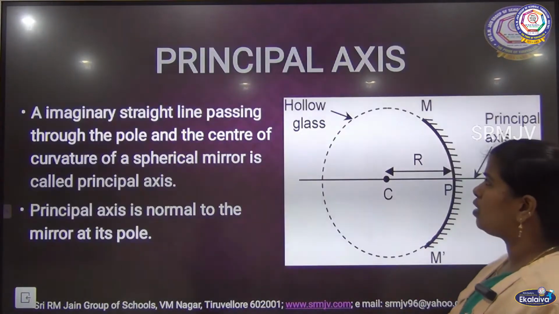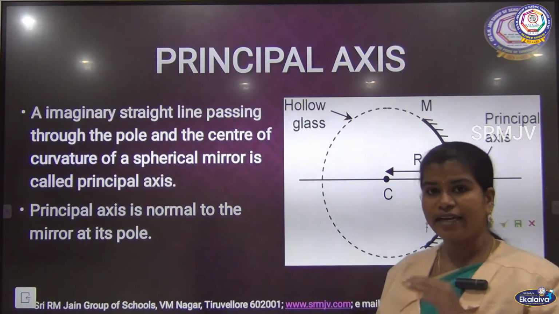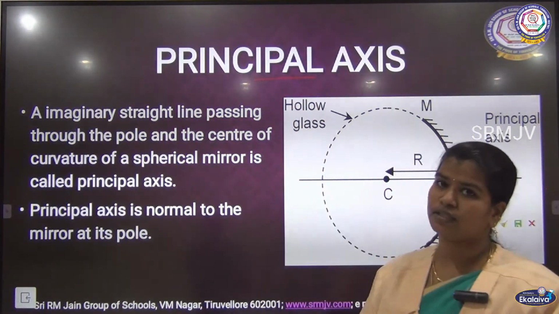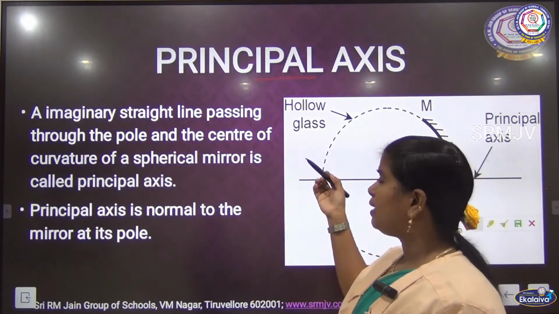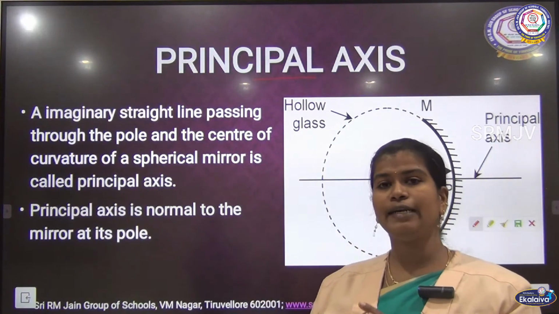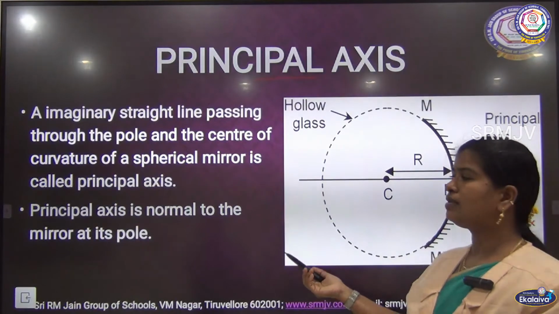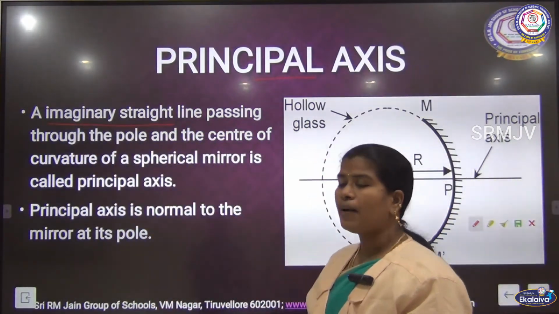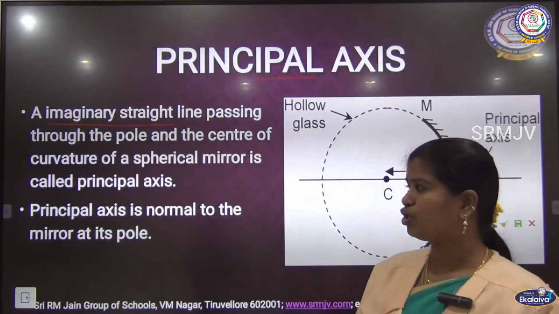Now the next term is principal axis. You should be very conscious when writing the spelling of principal, because in science generally we write PLE, but in the light lesson you are supposed to write PAL. So what is this principal axis? Principal axis is an imaginary straight line passing through the pole as well as the center of curvature.